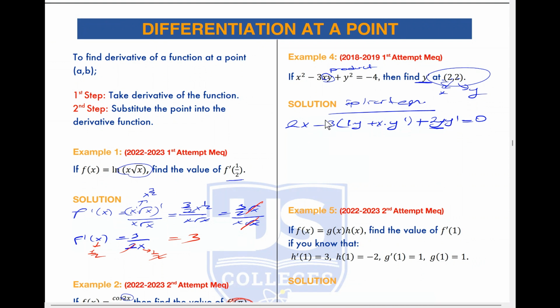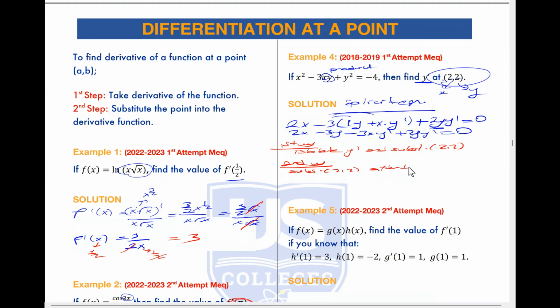So let me distribute this minus to the bracket. It's 2x minus 3y minus 3x y prime plus 2y y prime equals 0. What I need is to get y prime alone. This is a way, first way: isolate y prime, and substitute the point. Second way: without isolating y prime, substitute 2 after taking derivative.